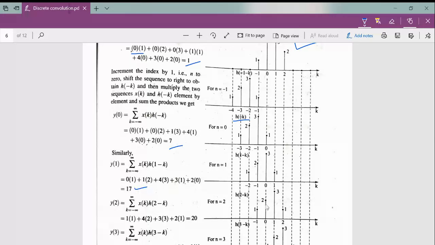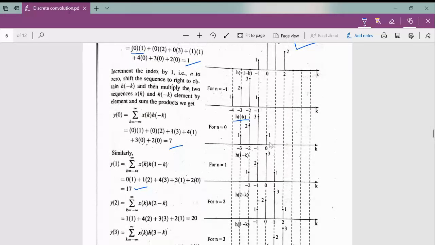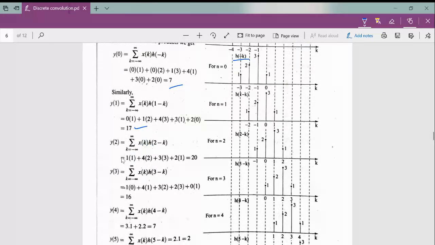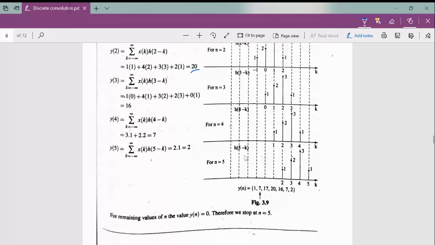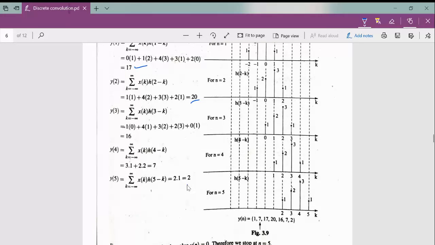Then again we shift, giving h of 2 minus k, and multiplying x of k by h of 2 minus k, multiplying each term and adding together, we get 20. We repeat this process until we get 0, so until y of 5 we will get a value.